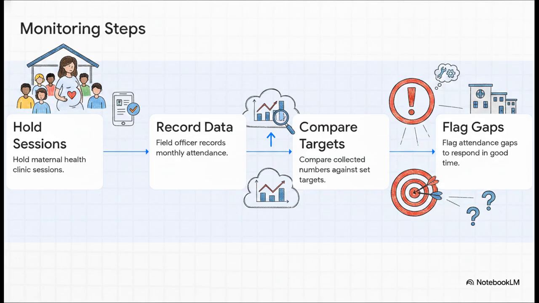But the magic happens next. You compare those numbers against your targets and flag the gaps. If attendance suddenly drops in 2 clinics, this orderly routine catches it in good time. That means you can find out why and actually respond before it's too late.